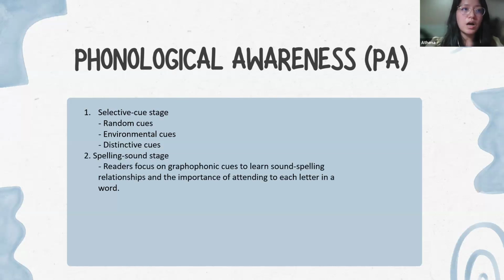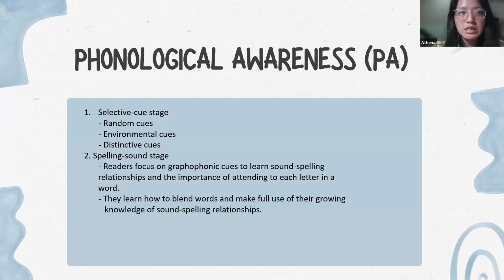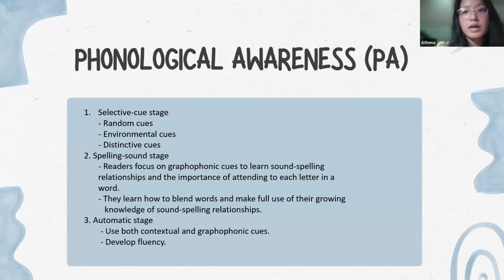So readers focus on the graphics, the cues we mentioned before, to learn the sound and spelling relationship. And that is what we are doing at school. We have to teach the students the mapping of sound and words, okay? And they learn how to blend words. I think that's the key today, how to blend words and make full use of their growing knowledge of the sound spelling relationship, okay? And then that's the last stage, the automatic stage. They start to know how to decode and blend the sounds automatically. So that would be the last stage, okay?